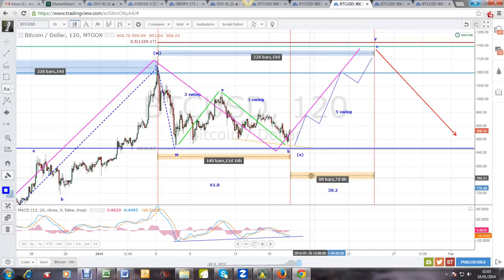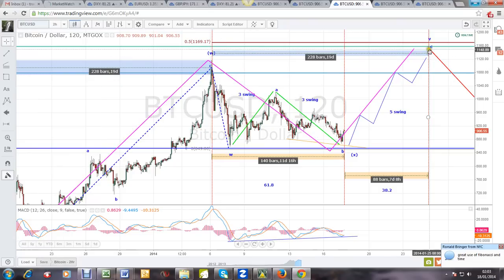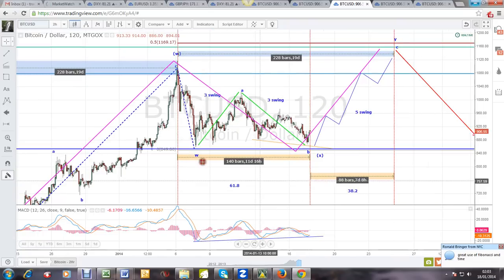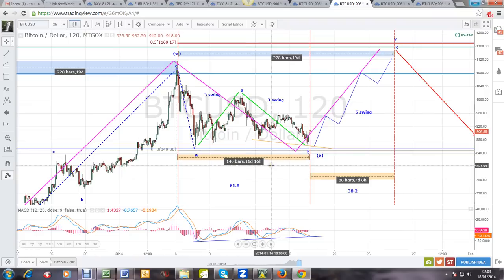So I've got 2 measurements now. One measurement is based on this larger swing taking 228 days to come there, and the shorter one is just using the high to low, 140 bars. If you say that is 61.8%, then the 38% will bring you to here. So now I've got 2 symmetries projecting me to there. In terms of exact time, it's saying 25th of January.